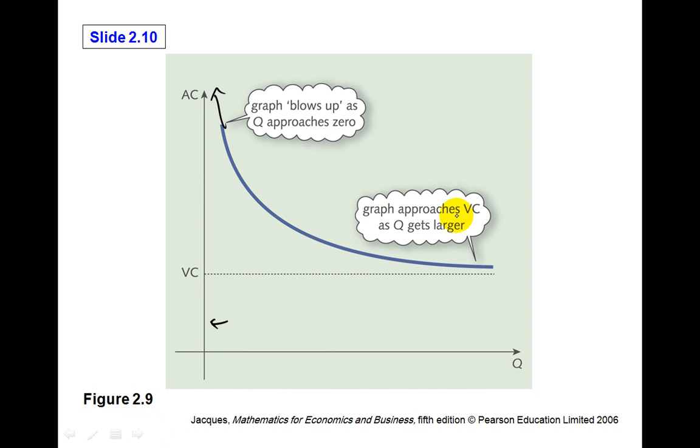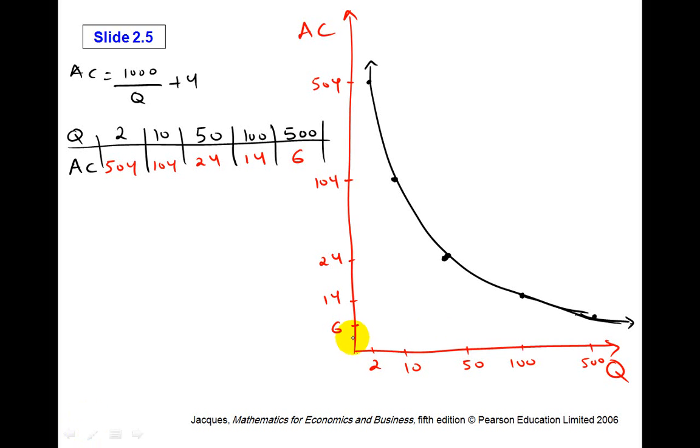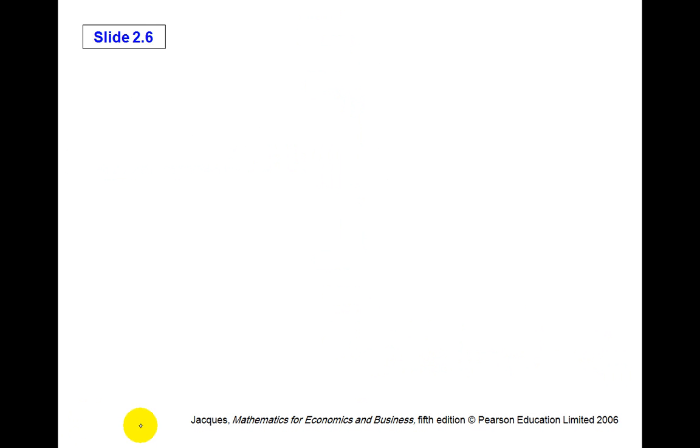And the graph approaches VC as Q gets larger. Whenever Q is getting larger, the graph is going to approach what? It will approach our variable cost. And what was our variable cost in this example that we did now? It was 4. So variable cost is 4, so the graph is going to get nearer and nearer to this value, which is 4, and it will never go below 4. So you can check this by going back to our graph. Yes, look, it's getting to 6. So here the boundary will be our variable cost, which would be 4. It will go nearer and nearer to it, but it will never cross it.